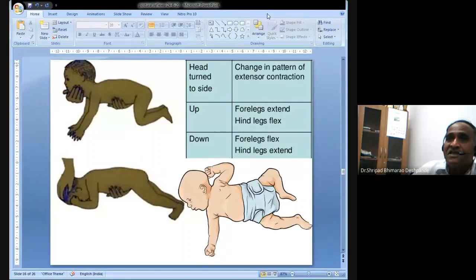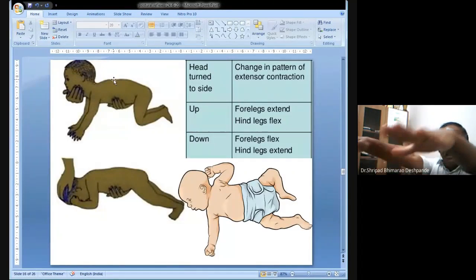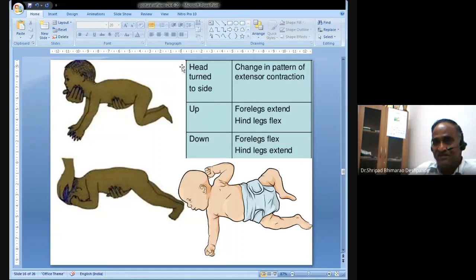The head is turned here. Now, if the head is turned here, how is the baby reacting? The head is extended. That means the neck is extended. What has happened here? You just see the upper extremities, they are extended. See that? And the lower limbs flex.